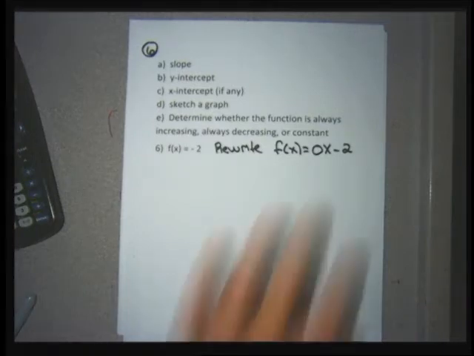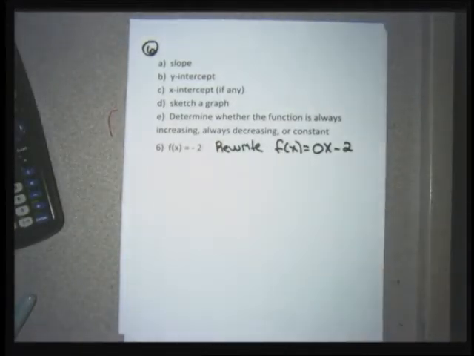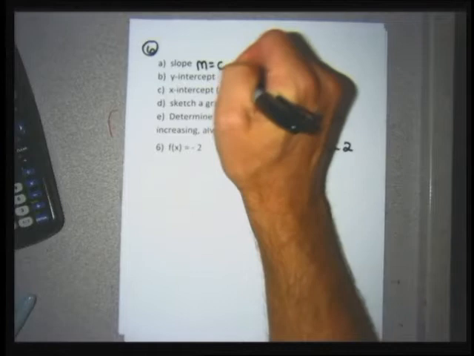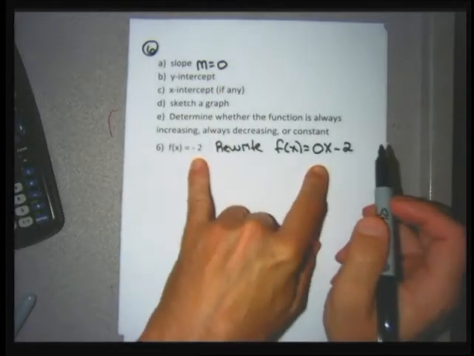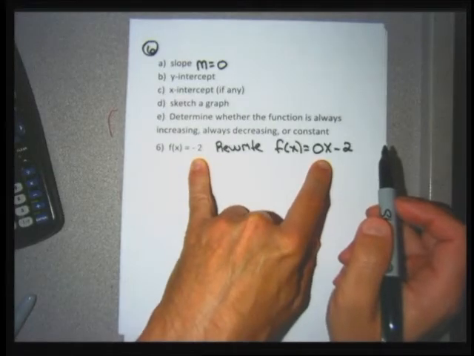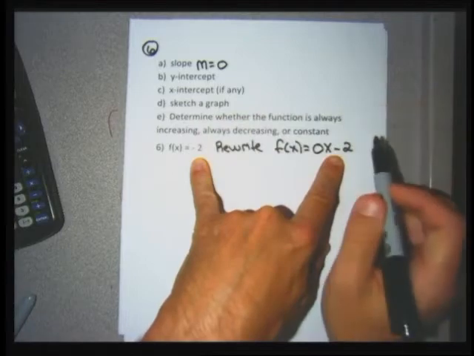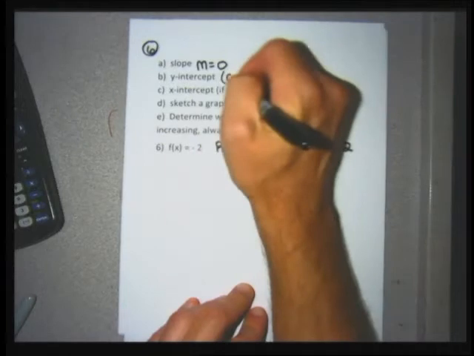So I'm going to live in this world, but if you didn't make this change and you're able to answer the questions without doing that change, that's great. So the first thing I want to do is write the slope. The slope is the number in front of the x. In this case, my slope is going to be 0, because 0x. This equation, 0x minus 2, is the same as -2 because 0x is 0. These simplify to each other, so they're equal. They have the same slopes. The y-intercept is the -2.